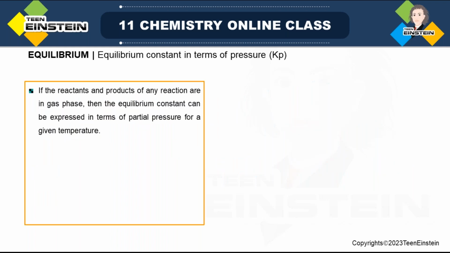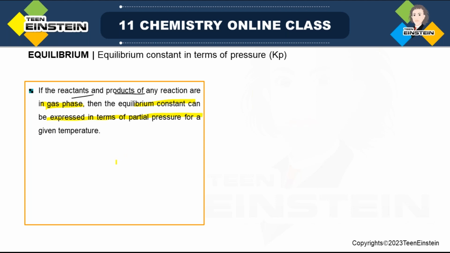So Kc is done. Now equilibrium constant in terms of pressure. So sometimes it may happen that in a particular reaction, some gaseous species are involved. So in that case, rather than expressing it in terms of Kc, that is in terms of concentration of the species involved, you can also do it in terms of pressure. Okay, so in place of concentration, now we will write pressure. So how we can do it and when we'll do it? If the reactants and products of any reaction are in gas phase, then the equilibrium constant can be expressed in terms of partial pressure of the given mixture.